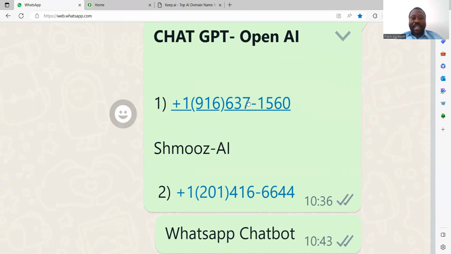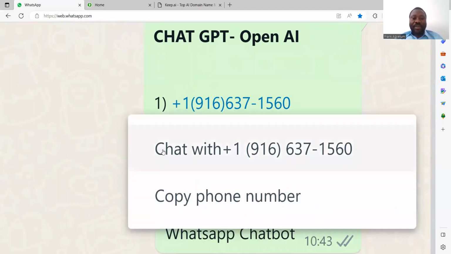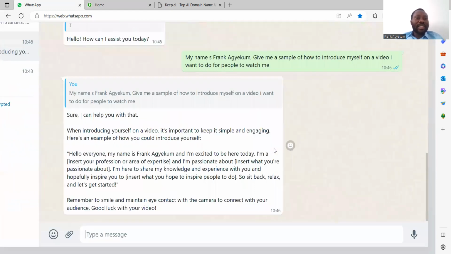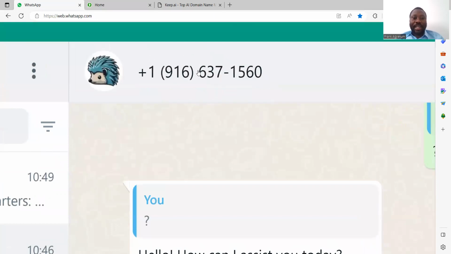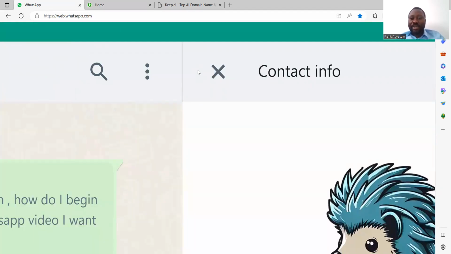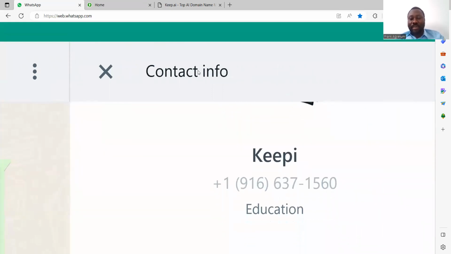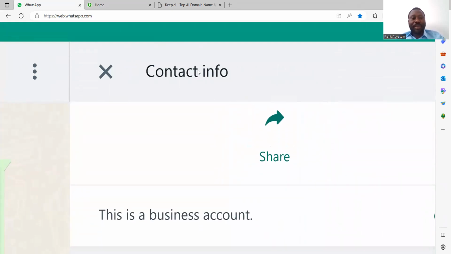So this is Keepi. I have realized that Keepi-ai and Shmooz-ai give almost the same answers. It is marvelous. So let's go to Keepi-ai, this one. We click on the WhatsApp number, then it says chat with this number. Now we have it. This is Keepi-ai, this is the number. You click on it, it takes you to the contact information. It says Keepi for education purposes.